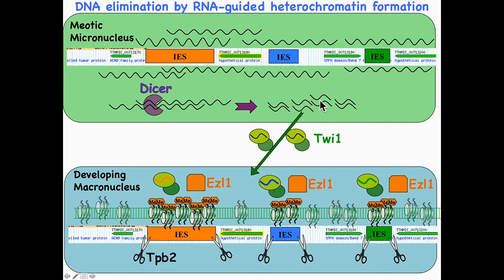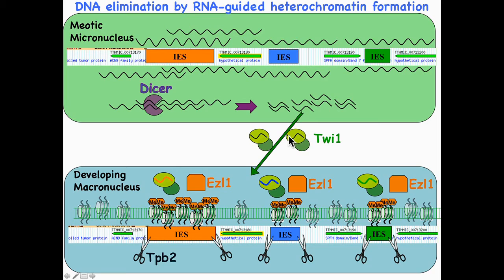DCL1. That population of small RNAs, which is temporally controlled and also compartmentalized within the meiotic micronucleus, is then transported to the cytoplasm where it assembles with the Twi protein, which is one of, I think, about 12 Piwi proteins within Tetrahymena. Twi1 is the one that's exclusively used in this process, where it assembles with the small RNAs.